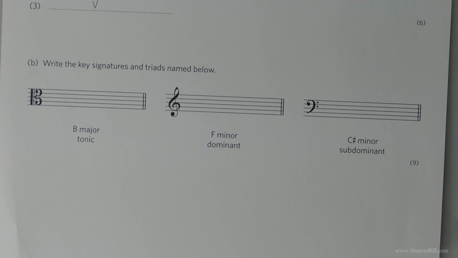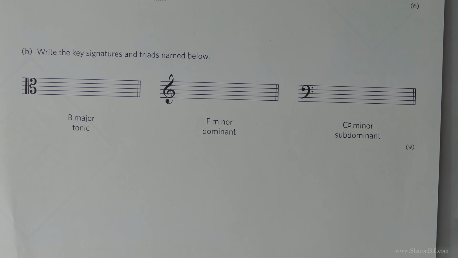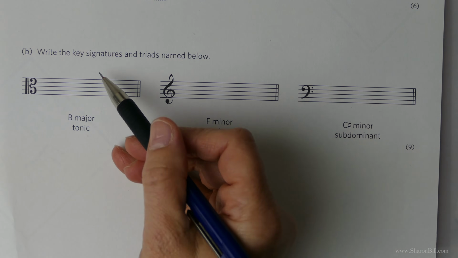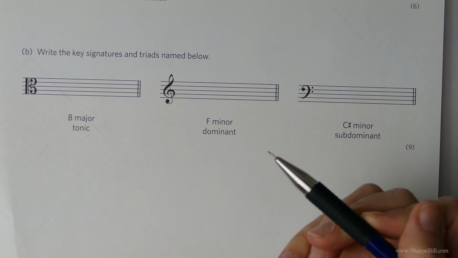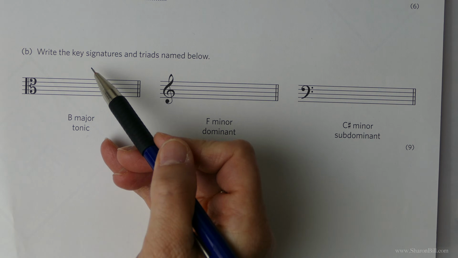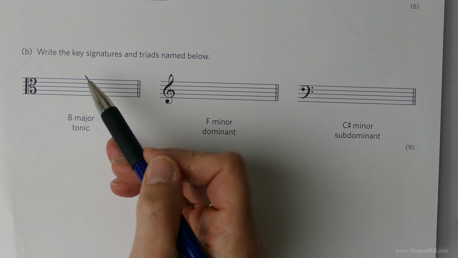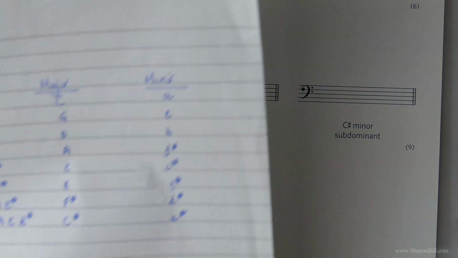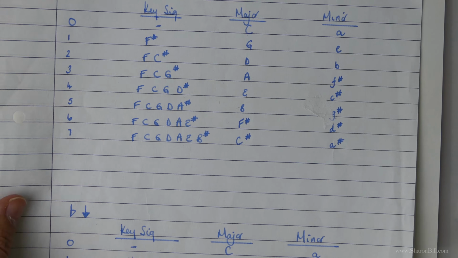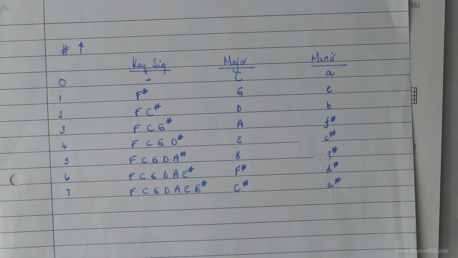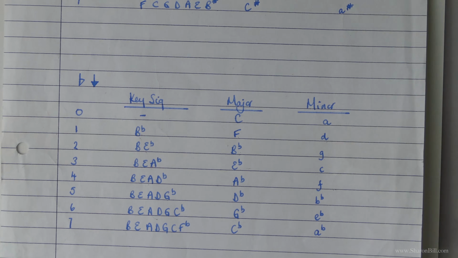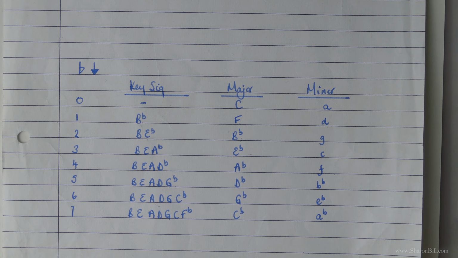Let's press on. Now it's the same thinking for this next section, but we've just got to extend our thinking a little bit further. Now we've got to write key signatures and then triads. The key signatures, if at the beginning of your exam paper you write out your circle of fifths, you've already done your thinking for this. This is all of the keys. You don't need to go to this number. This is all of them, the whole circle of fifths.